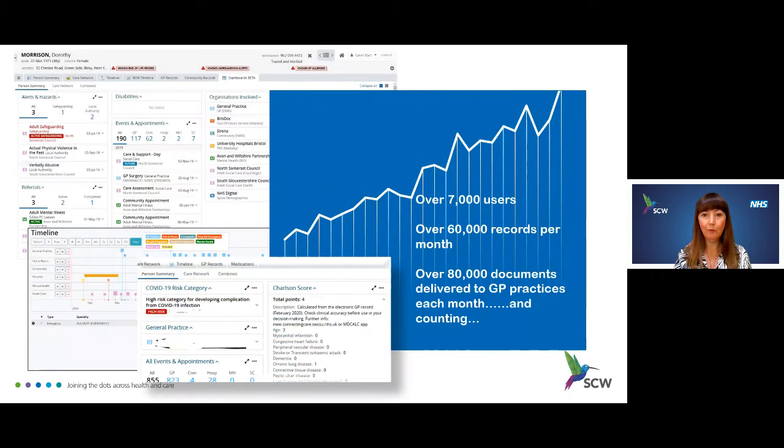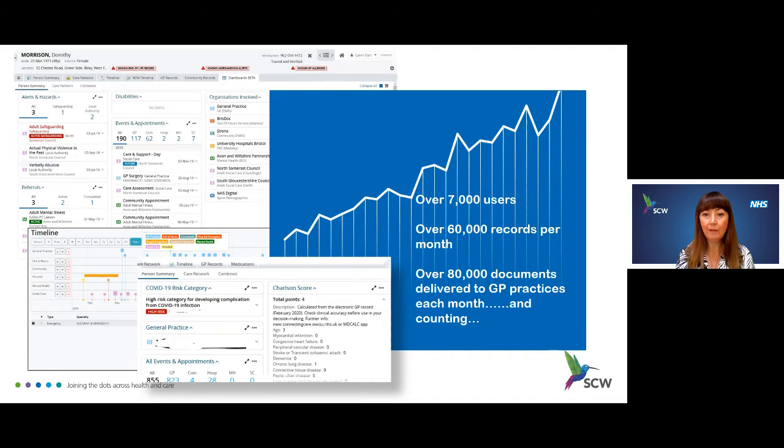And Peter showed a little screenshot, and I'm sure some of you have seen these types of things before. You can see there's a screenshot of some of the kinds of information that is pulled together from lots of different sources, from lots of different organisations.